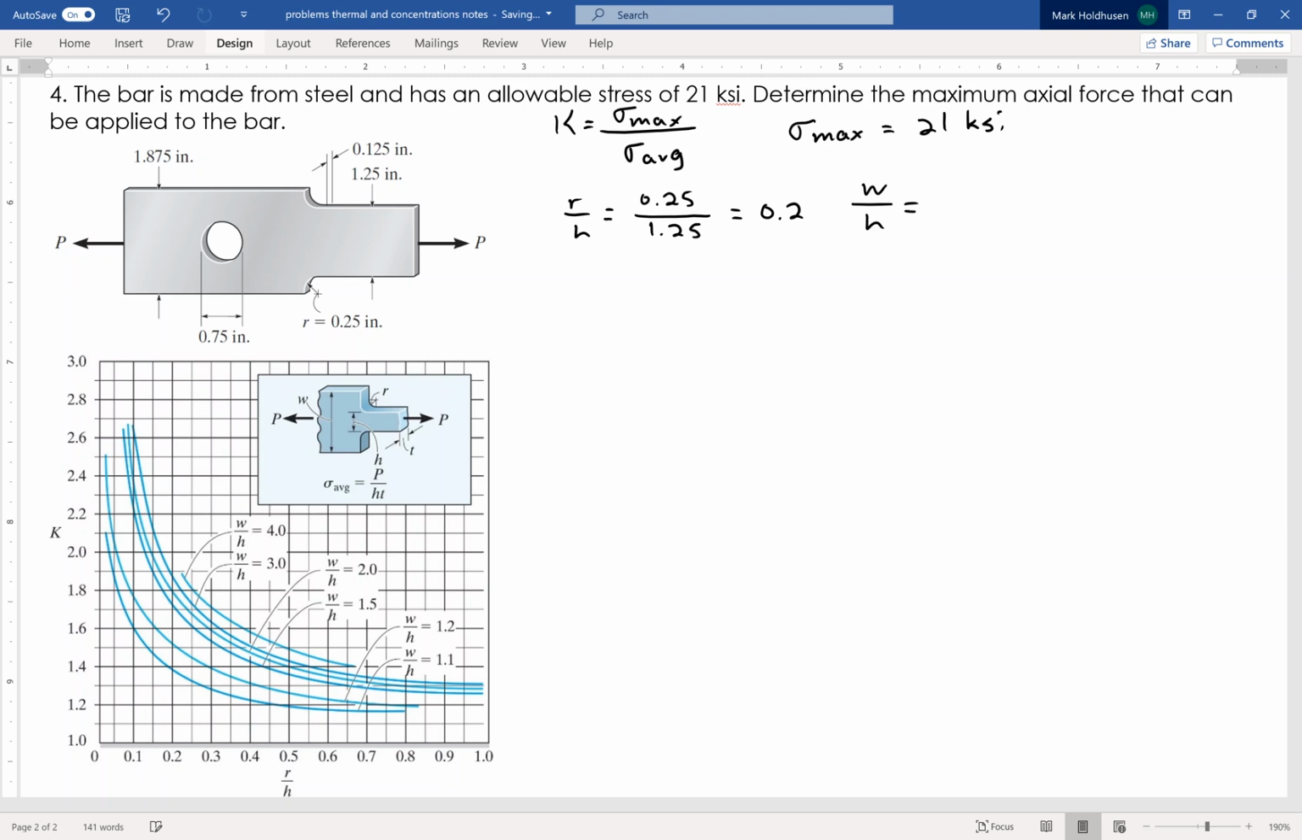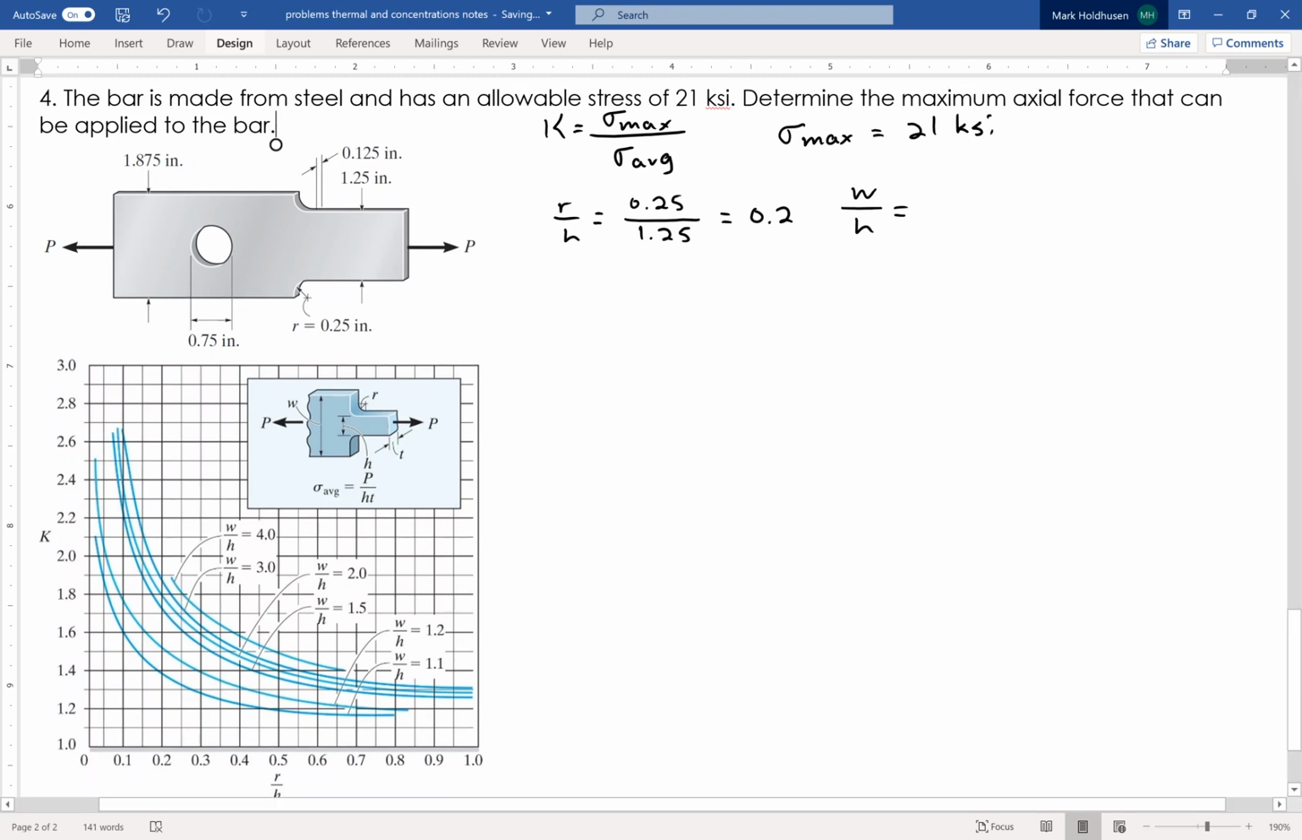Okay, so to find W over H, I use W, which is the wider one. That's the 1.875. And then H is the same as it was before, 1.25. So for that one, I get 1.5. So from all of that, I should be able to find the K.